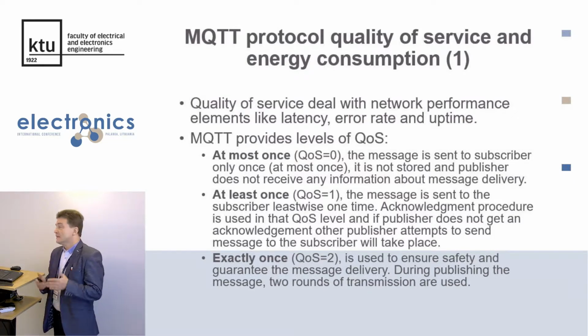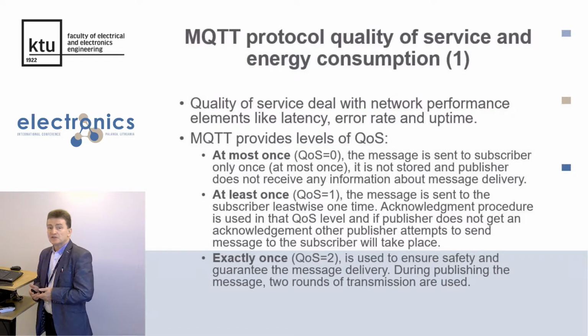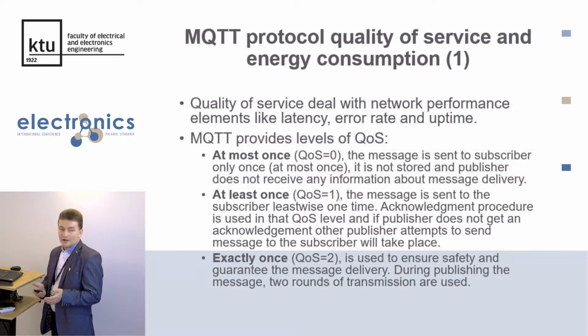MQTT provides three levels of quality of service. At most once is the lowest level. The message is sent to the subscriber only once. It is not stored in the publisher, and the publisher does not receive any information about message delivery. Sometimes it's called fire and forget.